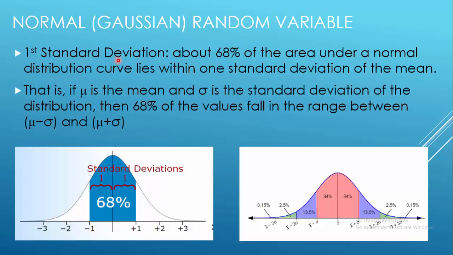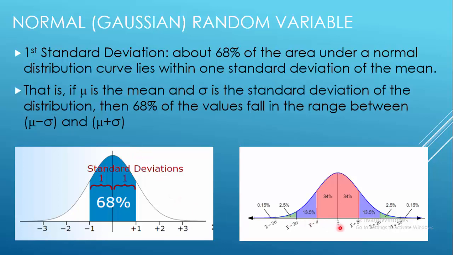First standard deviation. What is first standard deviation? About 68% of the area under a normal distribution curve lies within one standard deviation of the mean. It means that if mu is the mean and sigma is the standard deviation of the distribution, then 68% of the values fall in the range between mu minus sigma and mu plus sigma.